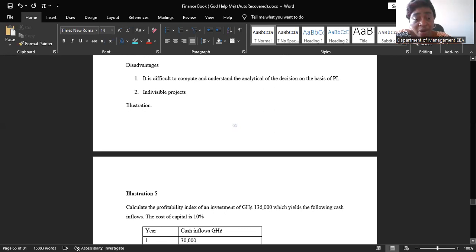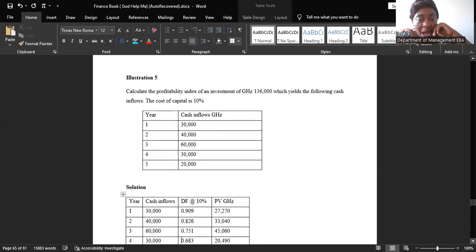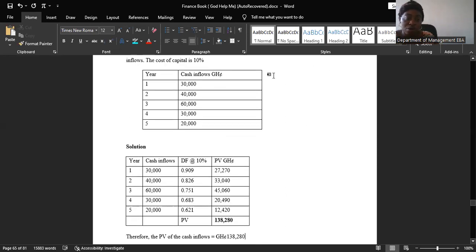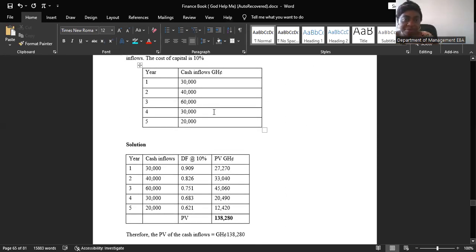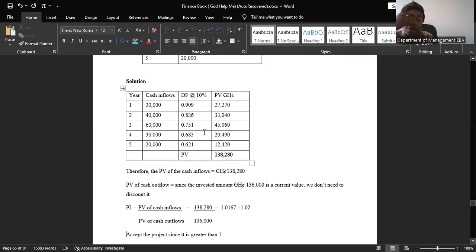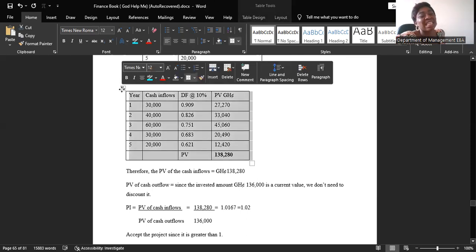We are going to discount them. So with the same question, this time we are asked to calculate the profitability index. So just like NPV, we just discount to present value.